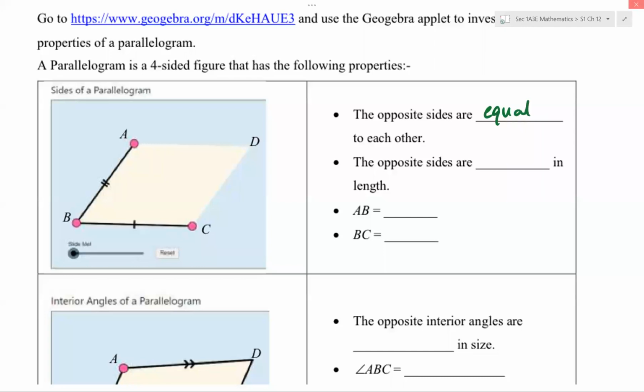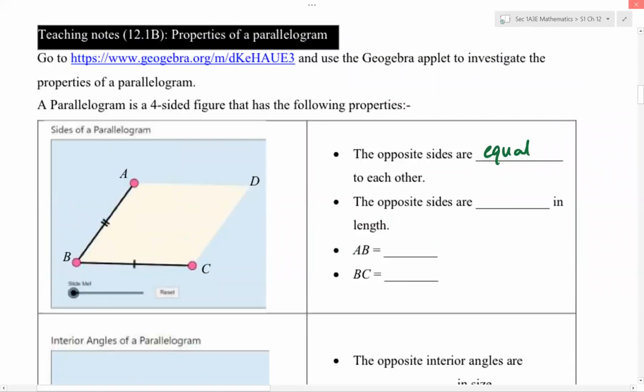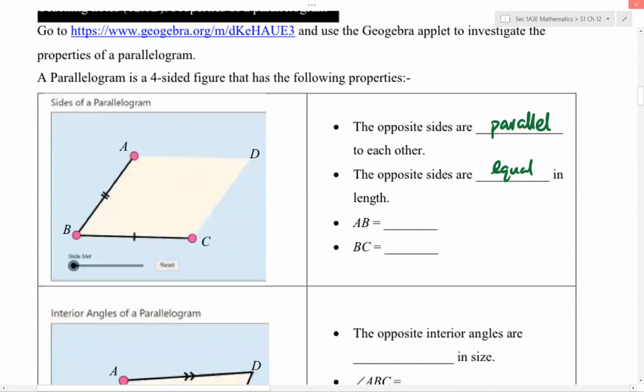So opposite sides are equal. Oh, sorry, the first one, sorry. First one is not equal, it's parallel. Okay, opposite sides are parallel to each other and they are equal in length. So AB has the same length as DC.